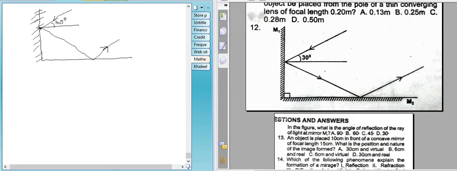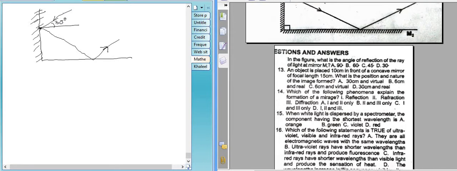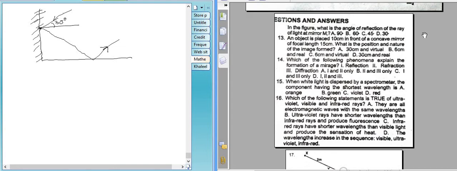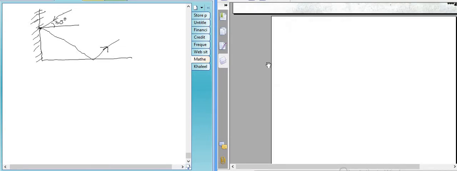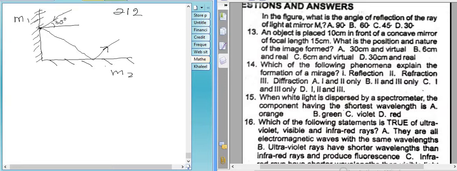So in the figure below, question 12, in the figure below, what is the angle of reflection of the ray? So that is the diagram. I'm going to display the diagram now. This is the diagram of the question. We are asked to find the angle of reflection. First of all, let's call this surface M1, that is surface 1. Here is M2, that is surface 2.